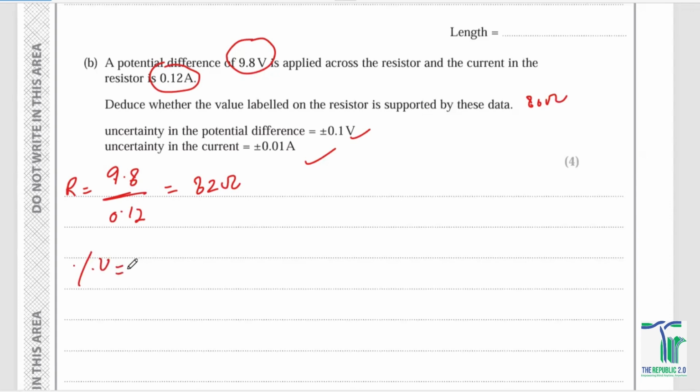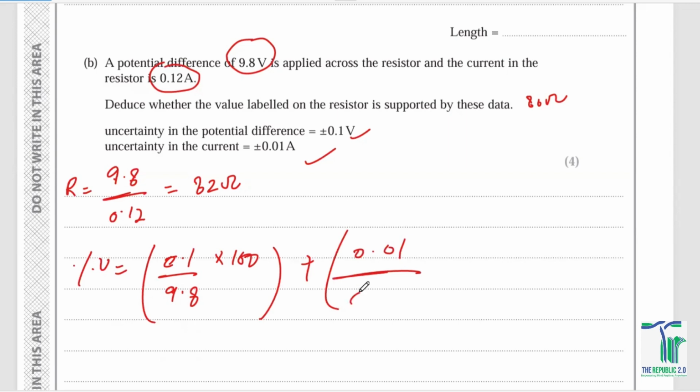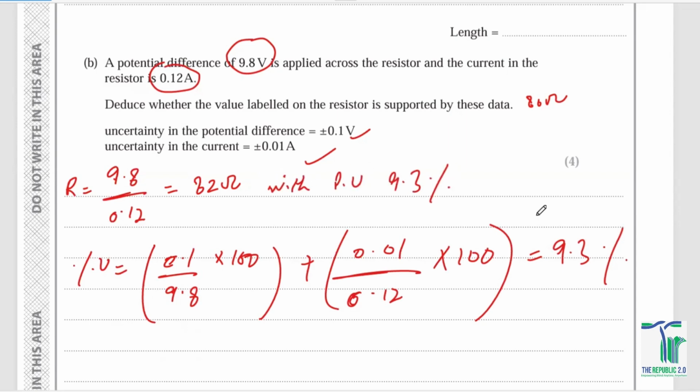the total percentage uncertainty is, first, 9.8 was the voltage. The uncertainty in the potential difference is 0.1, so 0.1 divided by 9.8 multiplied by 100, plus 0.01 divided by 0.12 multiplied by 100. If you solve them and add them up, you should have 9.3%. So this resistance has a percentage uncertainty of 9.3%, right?